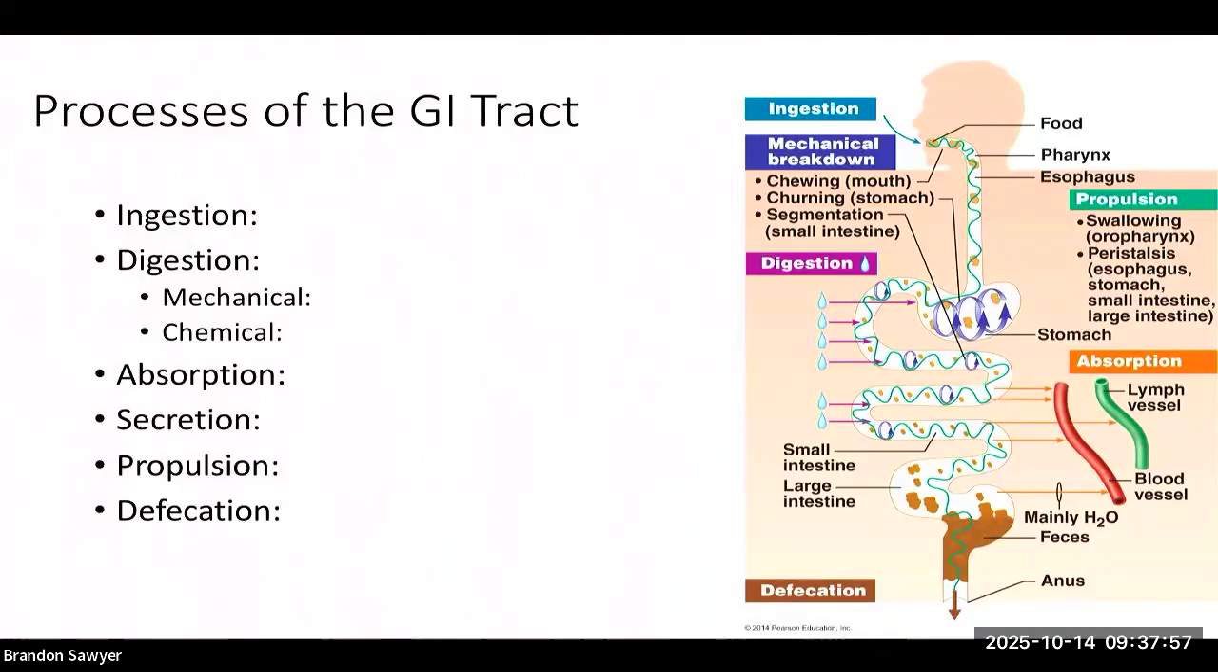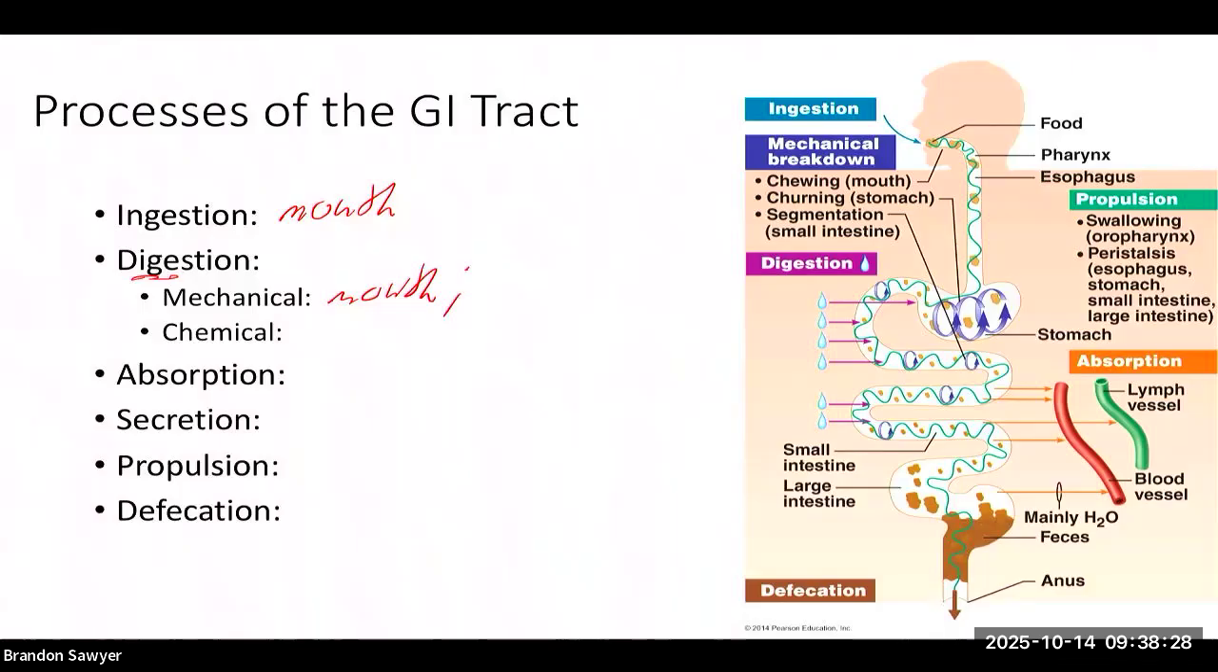So we can see ingestion, right? That's obviously just getting food into our GI tract, starting up in the mouth. And then we go to digestion. There are two primary categories of digestion, mechanical and chemical. The primary place mechanical digestion happens is in the mouth, by chewing and by the tongue smashing our food around, right?